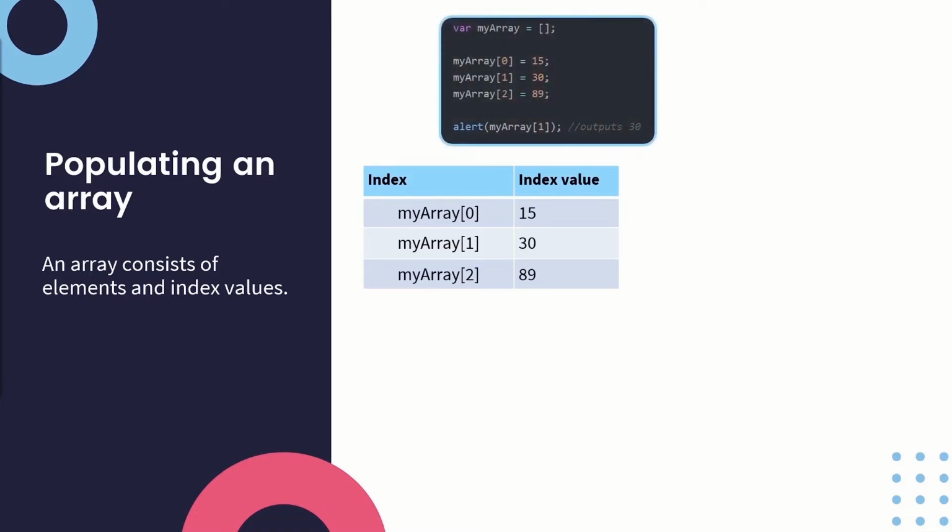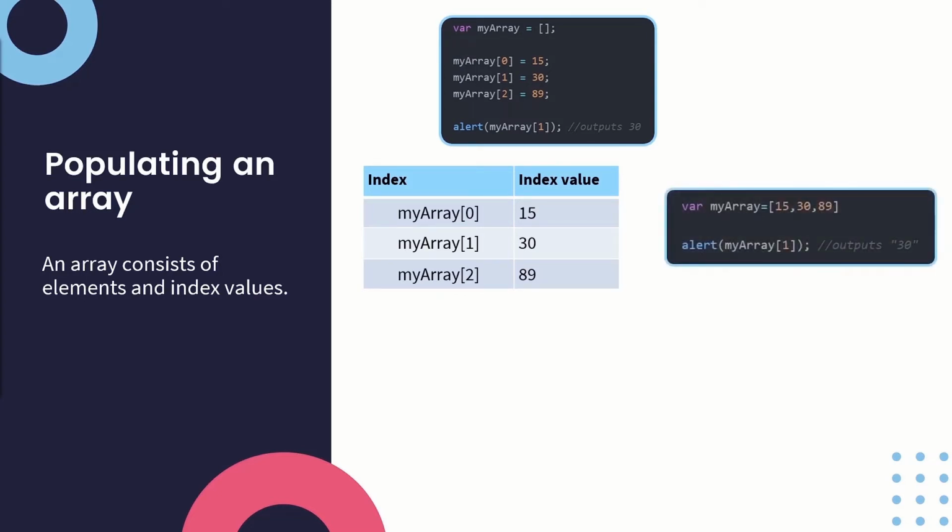Now, if we translate this into code, what we have is an empty array that we created, and then we've assigned those indexes with different values, with index values. And then when we call an alert function on index number 1, this would output 30, because at index number 1, that's where we stored the value 30. We can do the same thing with a shorthand property. So we don't necessarily have to build our array according to the first code snippet. We can actually do this all in one line. And essentially, this is going to achieve the same thing.